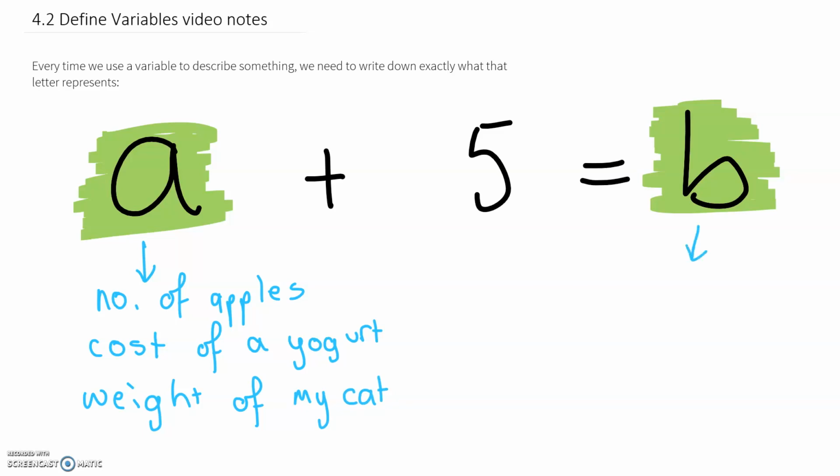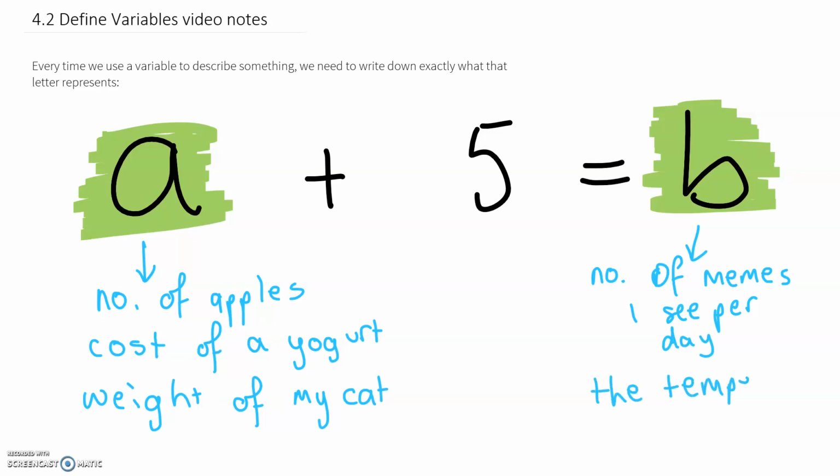And b could represent a bunch of different things too. Some of the examples, you know, the number of memes that I see a day. Just some fun ones. Or it could be the temperature right now. Could be anything, as long as it changes.